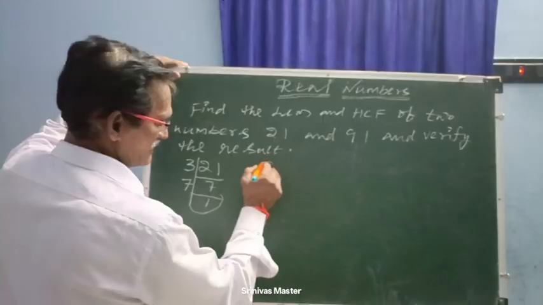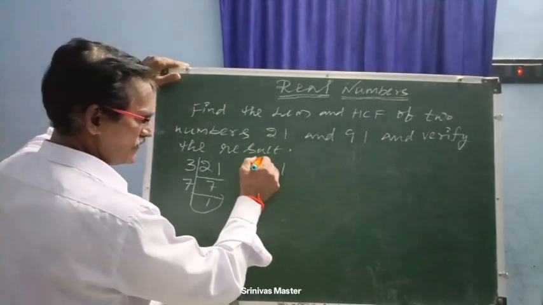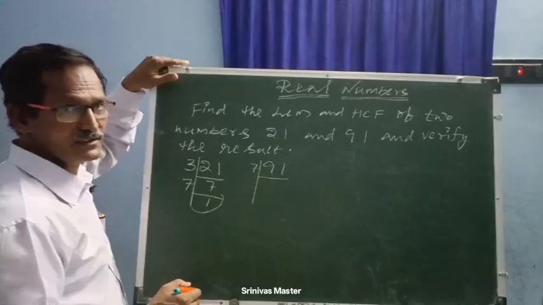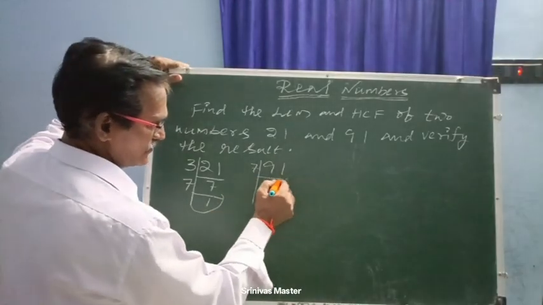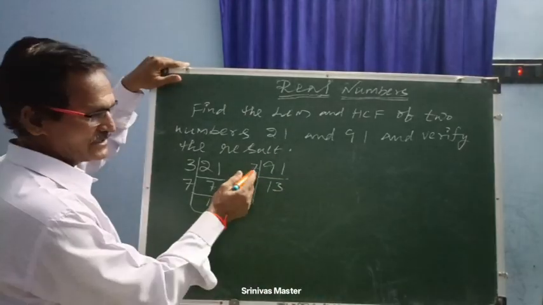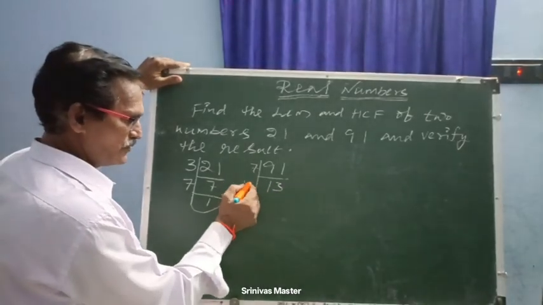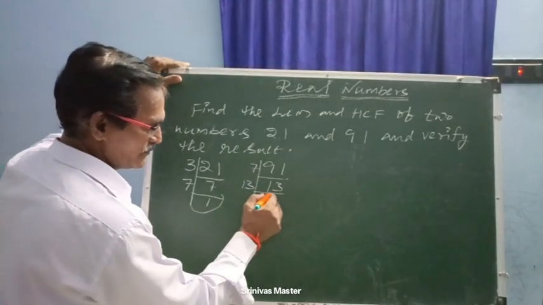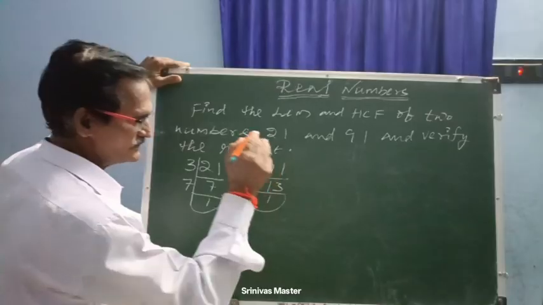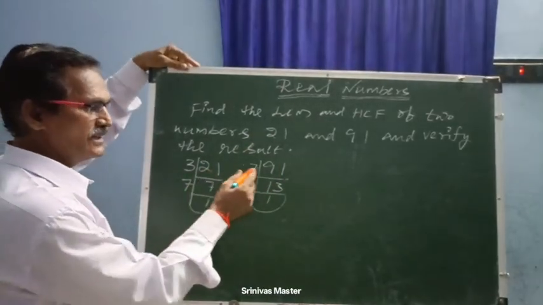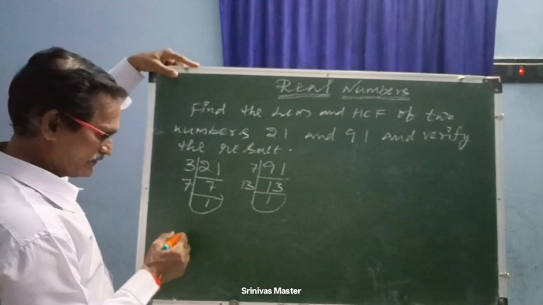Take that 91, children. If you take 91, the 7 table will go. 7 thirteens are 91. 13 is a prime number, you know that. 13 in 13, how many times? 1 time. So now we have to write the factors of 21 and the factors of 91.